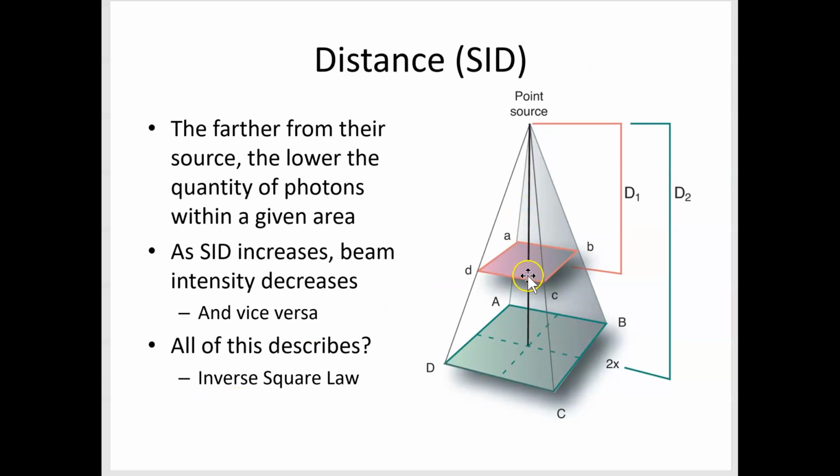All right, so at this level, more of the photons are going to strike the IR than if we were at this distance from the source of radiation. And this drawing should look very familiar to you, and the first thing you should think is inverse square law. And remember, inverse square law is used when talking about dose.